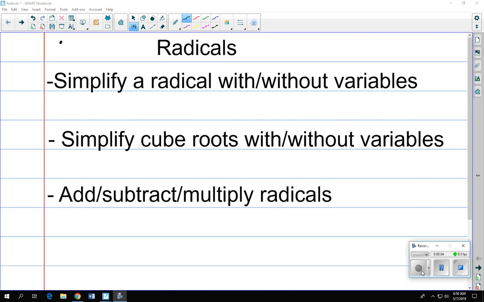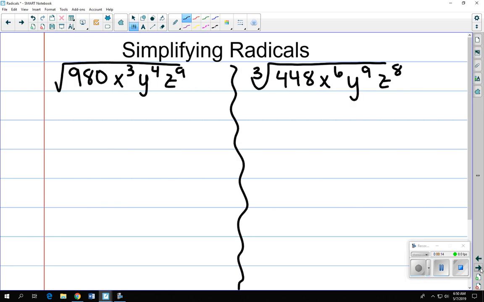In this video we are going to be able to simplify a radical with or without variables, simplify cube roots with or without variables, and add, subtract, or multiply these radicals. To start out, we are going to look at examples of simplifying radicals where one of them is a square root and the other is a cube root.